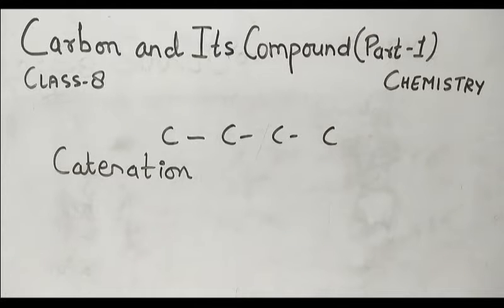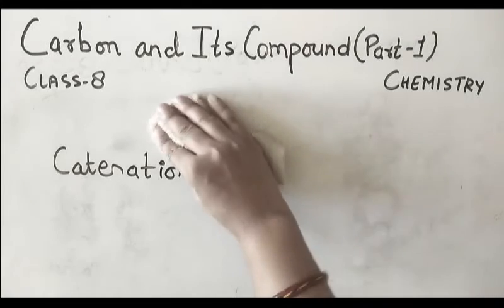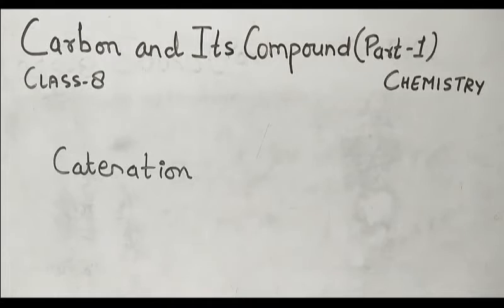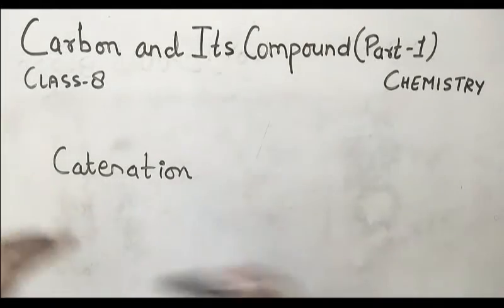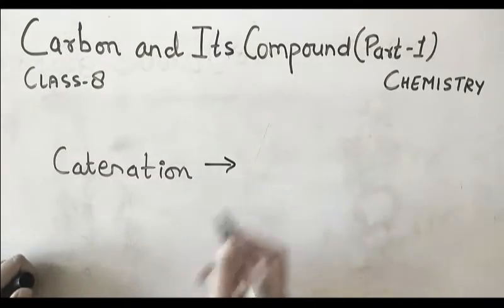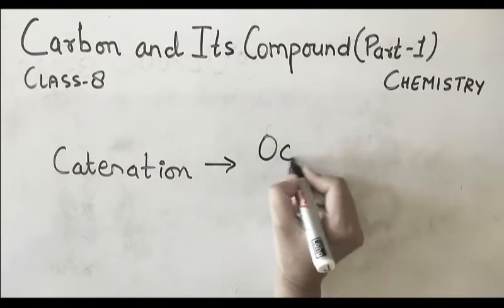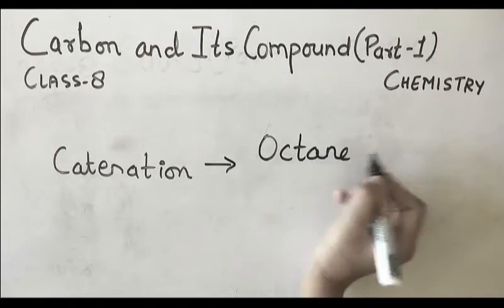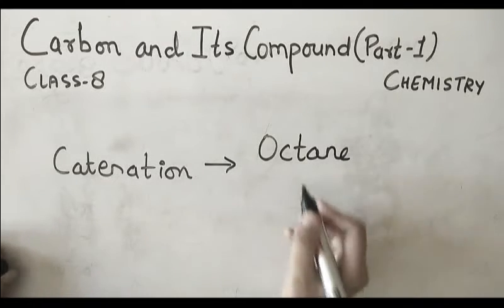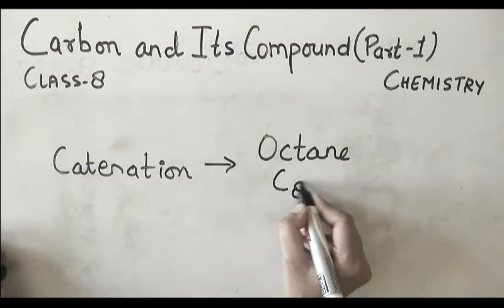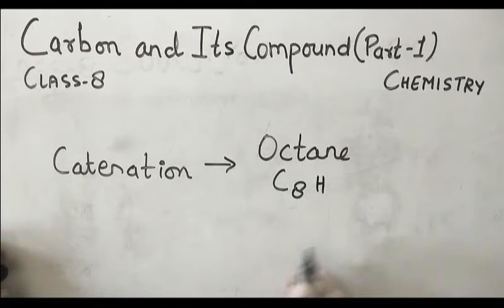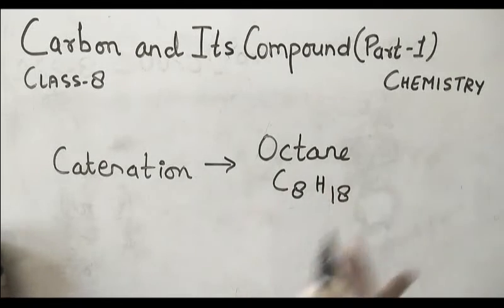That means atoms of carbon can link together by covalent bonds. कार्बन के एटम कोवेलेंट बॉन्ड के थ्रू लिंक होकर के एक लंबी लंबी चेन बनाते हैं, जिन्हें हम कैटिनेशन कहते हैं. Take some example like octane. It might not be given in your book, octane, and the molecular formula is C8H18, and it is widely utilized in petrol.